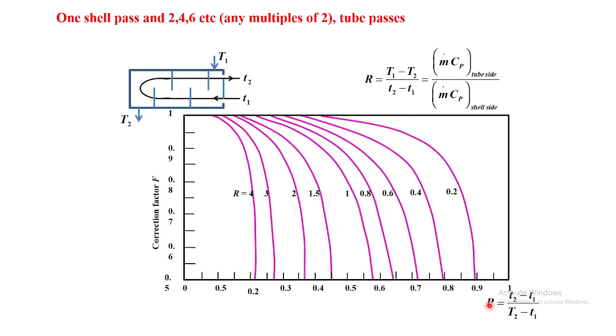So for a given value of P, I can find the value of correction factor F. Here on the x-axis the value of P varies from 0 to 0.9 and the value of correction factor varies from 0.5 to 1. The values of R are shown in the form of curved lines, pink curved lines, and its value varies from 0.2 to 4.